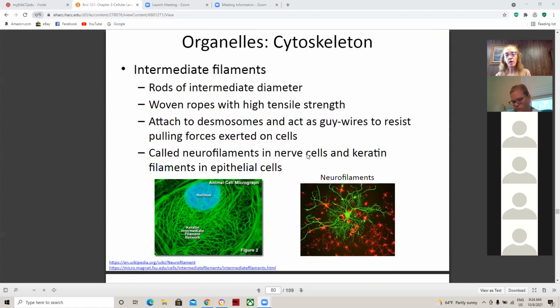Intermediate filaments are rods of intermediate diameter that are woven ropes with high tensile strength that attach to desmosomes and act as guy wires. Remember, desmosomes are the cell junctions that connect one cell to another. They resist pulling forces exerted on cells that can possibly separate cells. These are called neurofilaments in nerve cells and keratin filaments in epithelial cells.